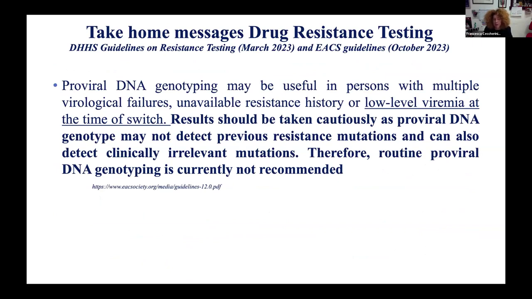So far, we always did the HIV RNA genotypic resistance test. Now, the new guidelines also mention that, in principle, we can also do proviral DNA genotyping, which can be useful in people with multiple virological failures, unavailable resistance history, or low-level viremia at the time of switch. And these are the European guidelines, and you see that there is still a concern about how to cautiously interpret this test, because we may not always find in the DNA the resistance mutations that were previously in the plasma, or we can detect a clinically relevant mutation. Therefore, routine proviral DNA genotyping is currently not recommended in Europe.